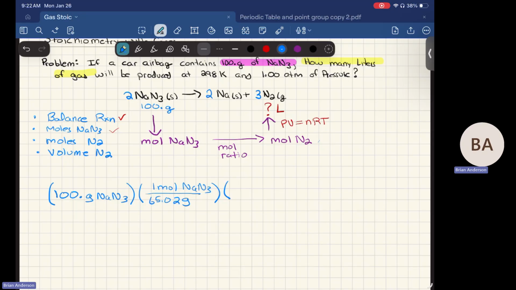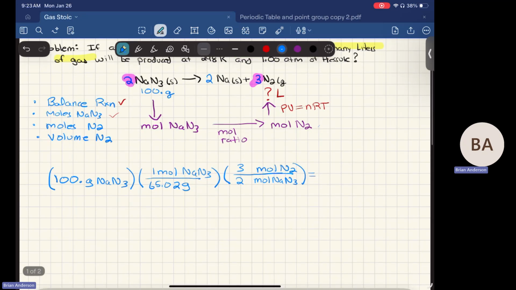And so I'm going to add another dimensional analysis here. We want moles of NaN3 to go away, and we want to end up with moles of N2. And then here, for our values, this is going to come from our balanced chemical equation, our stoichiometric coefficients. So we're going to say there are 3 moles of N2 for every 2 moles of NaN3. And now we can go ahead and calculate that out.